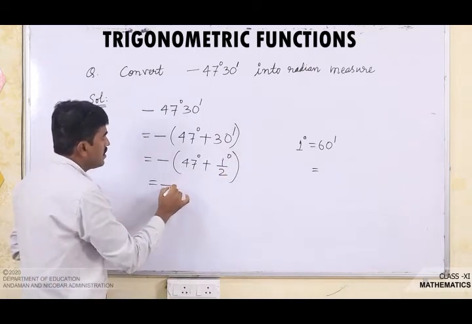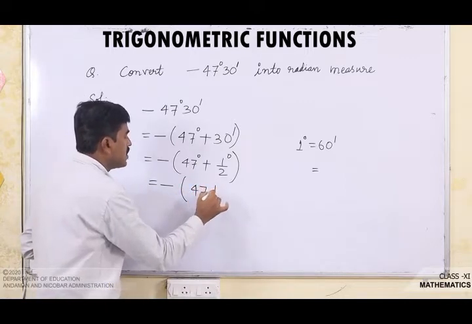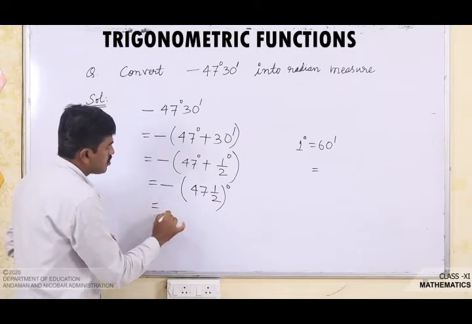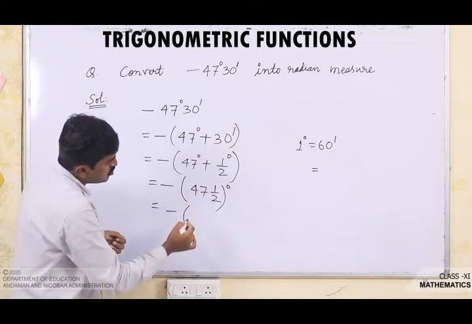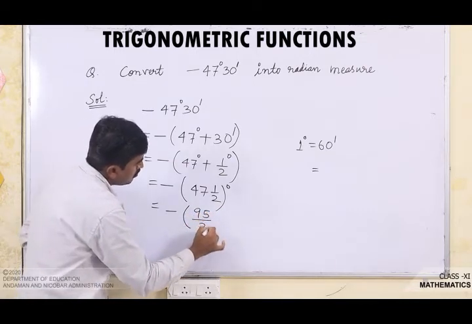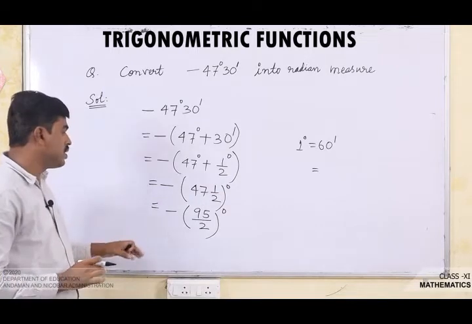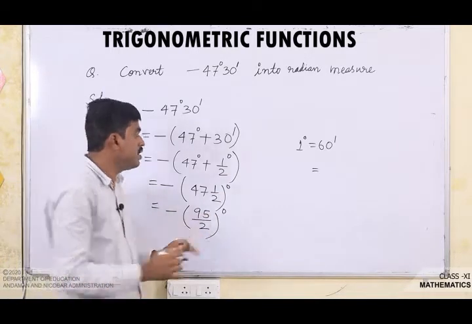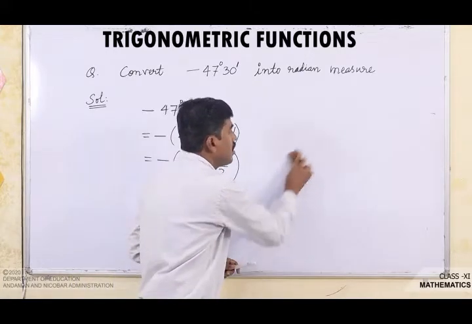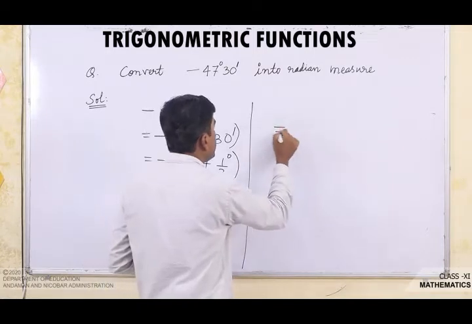So we can write it as 47.5 degree. Okay, that is equals to minus, just multiply it, this is 95 by 2 degree, 94 plus 1, that is 95 by 2 degree, minus of 95 by 2 degree. Now it is totally converted into degree. Now we have to convert this into radian.